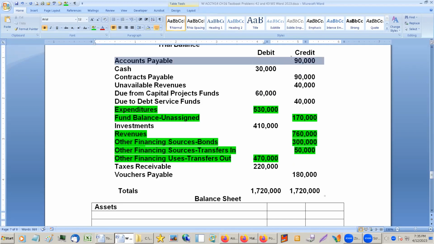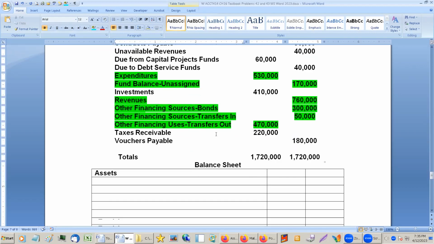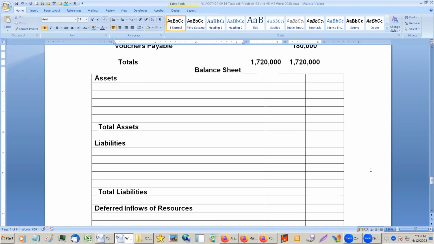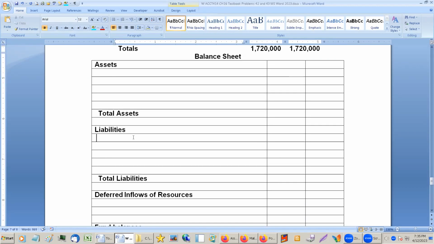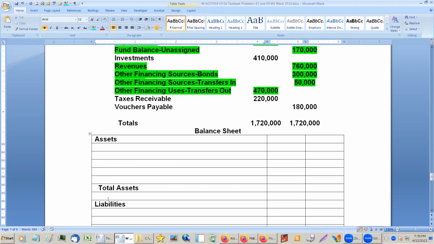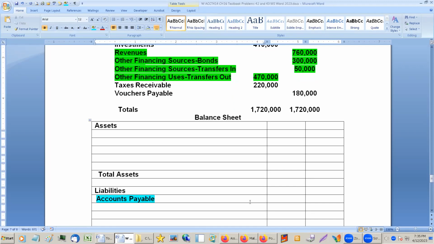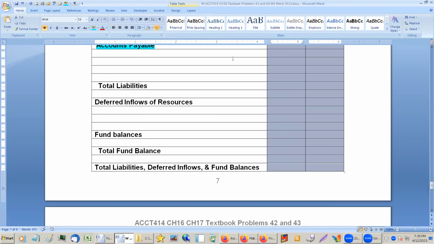So first one, accounts payable. Where does it go? Liabilities. So accounts payable. I should start highlighting these after I put them in. Oops, wrong place. So accounts payable, what was it, 90,000? Center these.